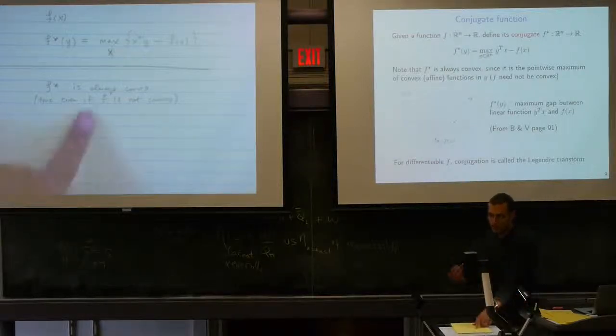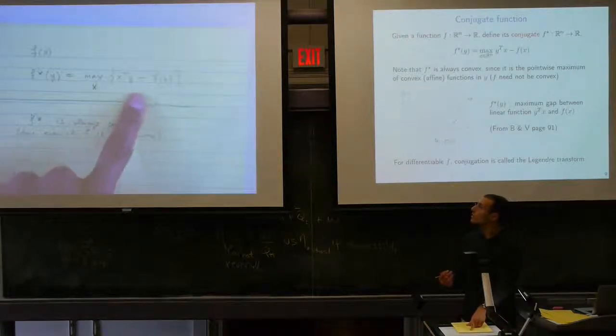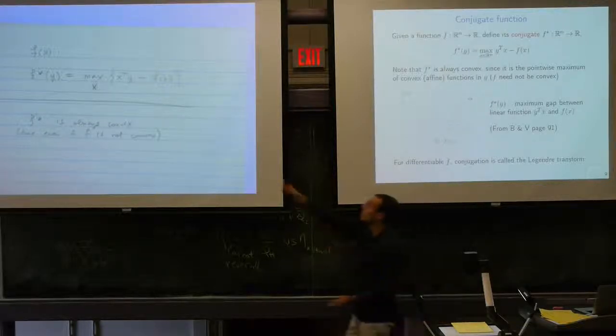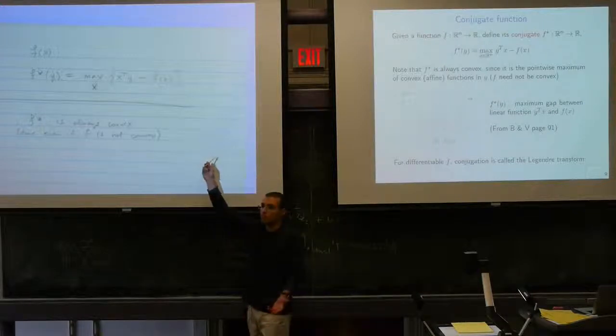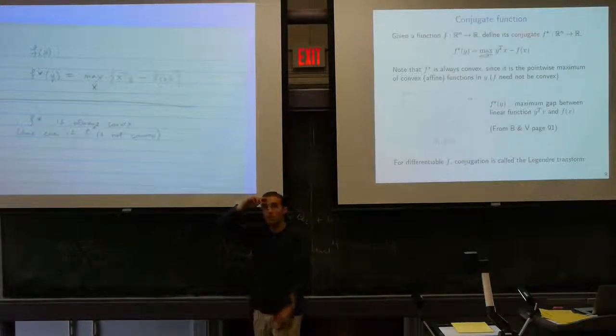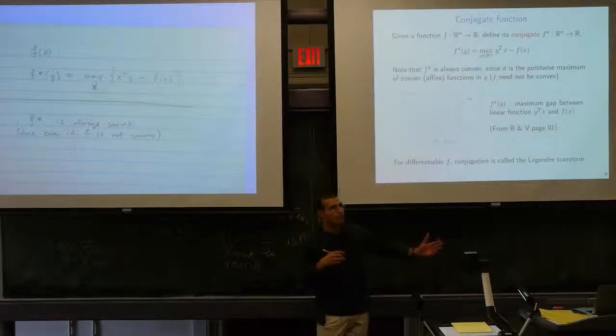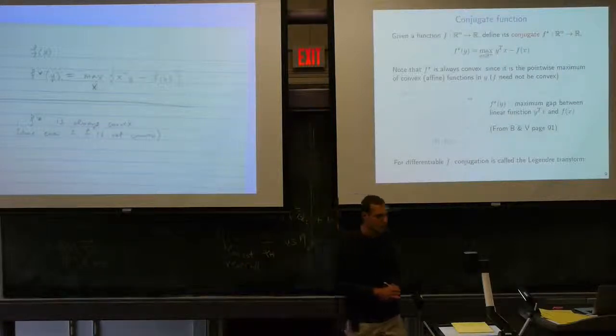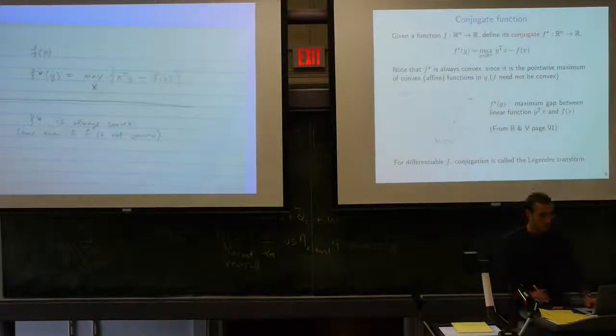Why is this true? Looking at the way it's defined here, for each x, it's a linear function of y, right? It's just x transpose y minus a constant. And I'm taking the maximum over all such x. The maximum of a bunch of convex functions, and linear is obviously convex, is a convex function in the end. So it's a very trivial point when you look at it that way, but it has a big implication: f star is always a convex function.